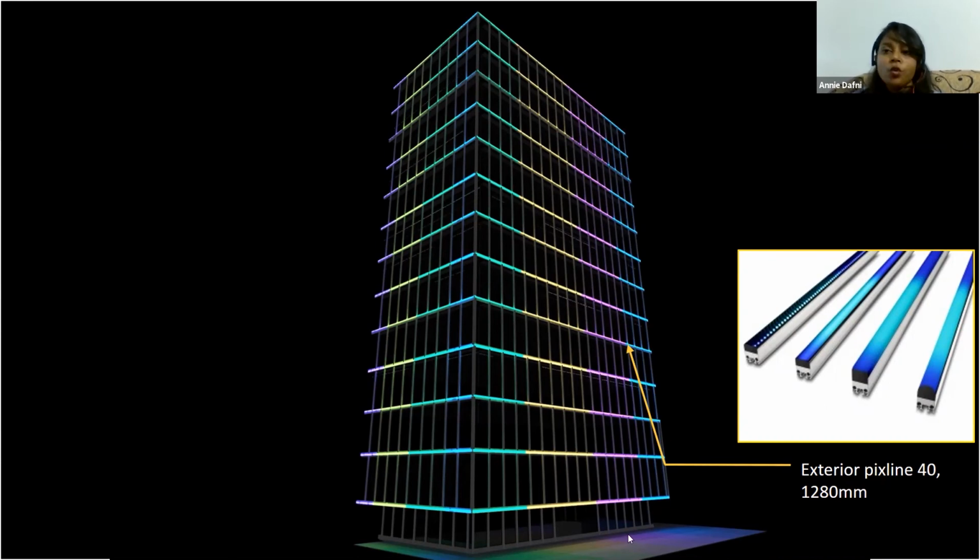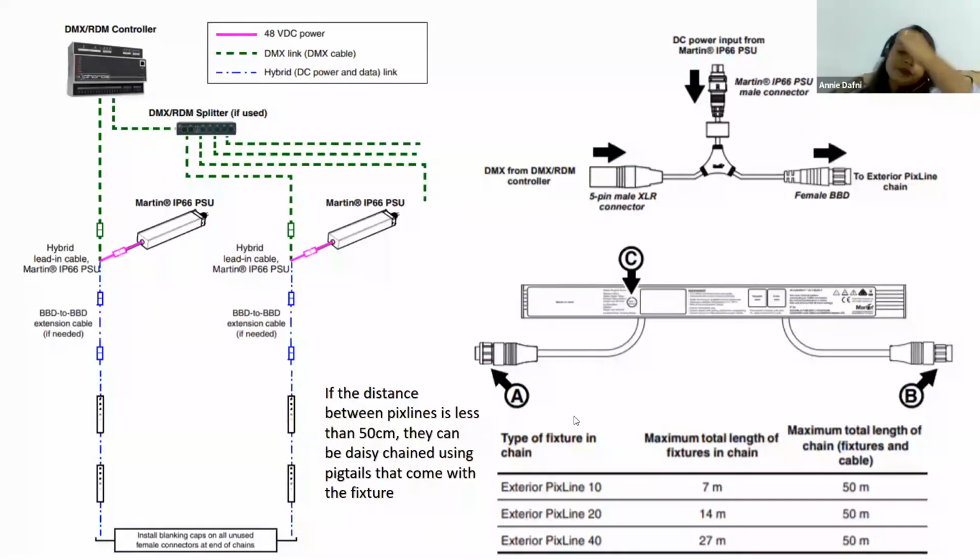You could highlight every floor, or only the top floors, or alternate floors. When you want to run these fixtures in DMX mode, you need the DMX signal, which comes from the lighting controller, and the power signal comes from the Martin PSU, or it could even be any external driver. So we have the hybrid adapter, which is a Y cable that combines the DMX signal and the power signal, and then sends it to the BBD hybrid cables, which in turn will drive the Pixlines.